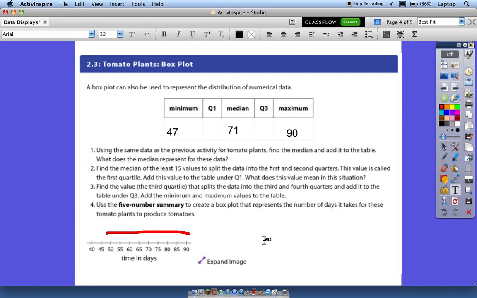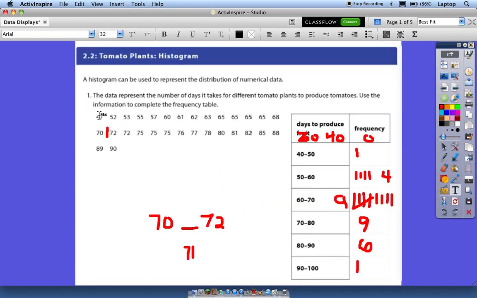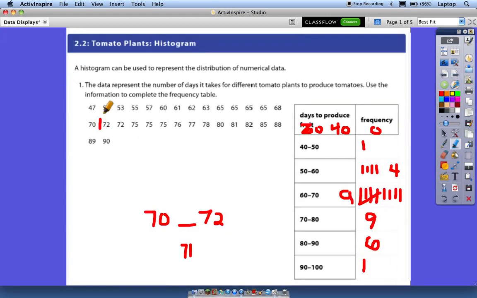Q1 is halfway from the first number to the 15th. So if I go back and look at the numbers again, it's the half of the front. So it is halfway from 47 to 70. There are 15 numbers. Half of 15 is 7.5. It should be the 8th number, the 8th one. 1, 2, 3, 4, 5, 6, 7, 8. Should be 62.